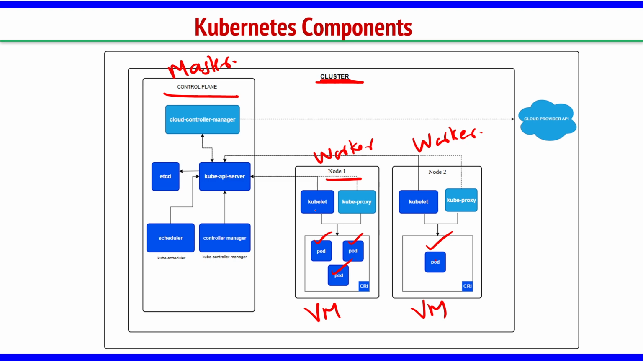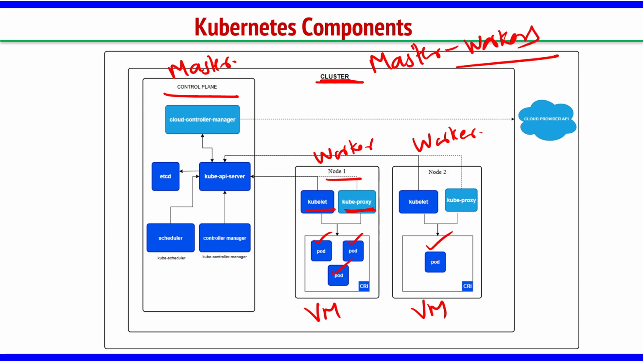and networking is taken care of by the kubeproxy, right? So each node has this kubelet and kubeproxy, right? So the health of the pods is managed by the kubelet. Okay, so this is the worker. So there are multiple workers. That's why we say master worker architecture.